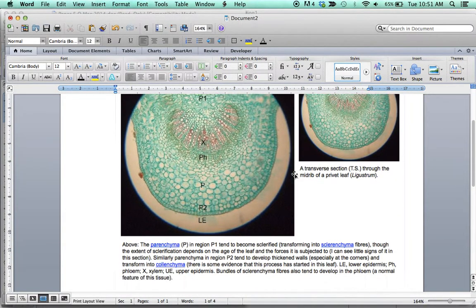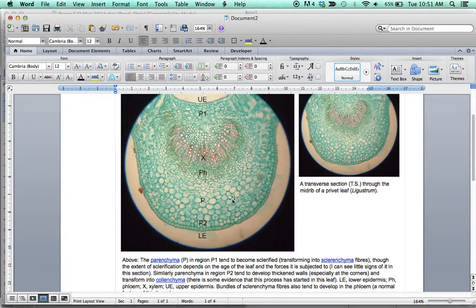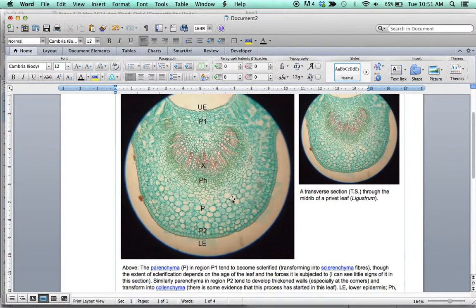This is a source taken from this website. You can check it out if you have the time. Just key in this address and look for yourselves. What it is saying here is, can you see the resemblance to the structure just now? So this layer over here, P1, the description says the parenchyma in this region tends to become sclerified, which means basically it is transforming into sclerenchyma fibers.